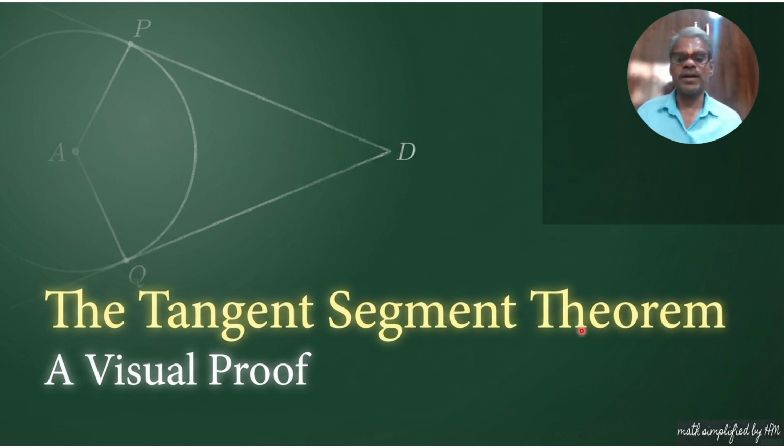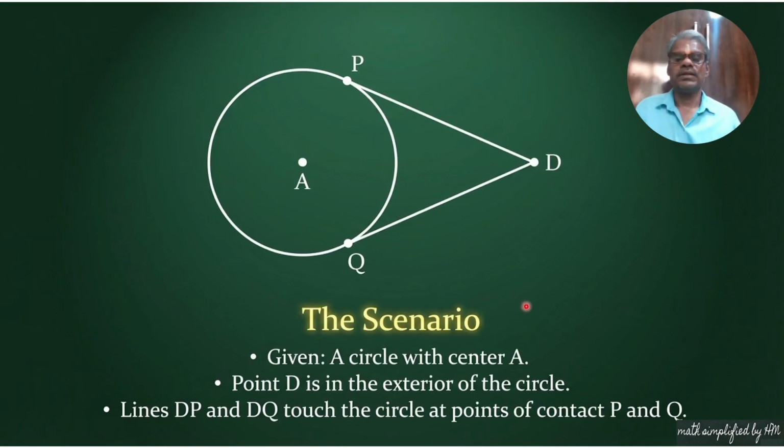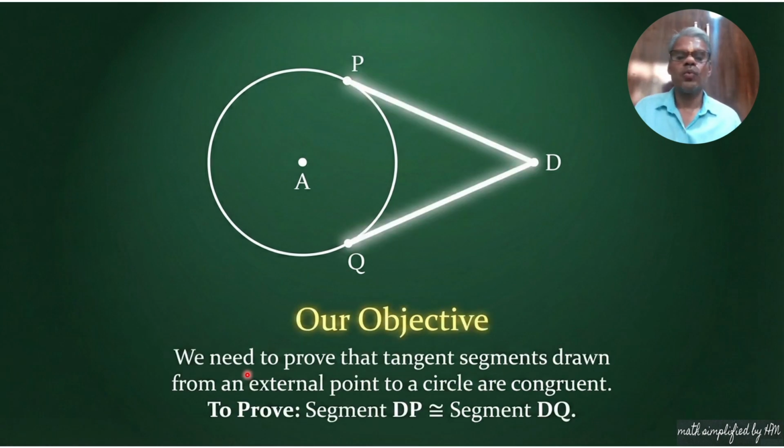The tangent segment theorem, a visual proof. The scenario: given a circle with center A, point D is in the exterior of the circle. Lines DP and DQ touch the circle at points of contact P and Q. Our objective: we need to prove the tangent segments drawn from the external point to the circle are congruent. That means to prove segment DP is congruent to segment DQ.